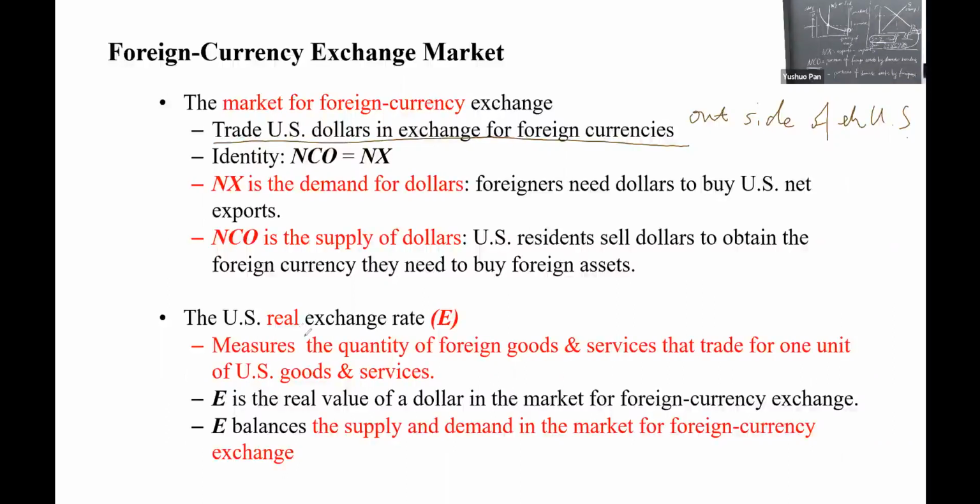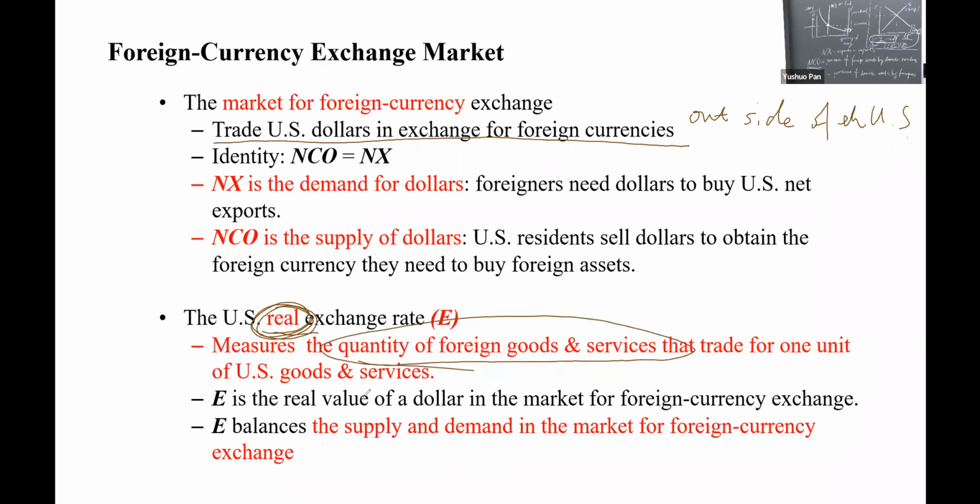The US real exchange rate here, I emphasize the real. That measures the quantity of foreign goods and services that trade for 1 unit of US goods and services. The real exchange rate is not measured by dollars, as we learned before. It's not how many units of foreign currency 1 US dollar could exchange for. We talk about the real value, so it should be the quantity of foreign goods and services.